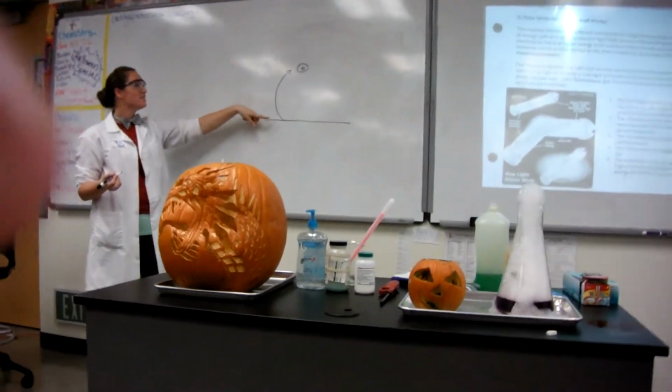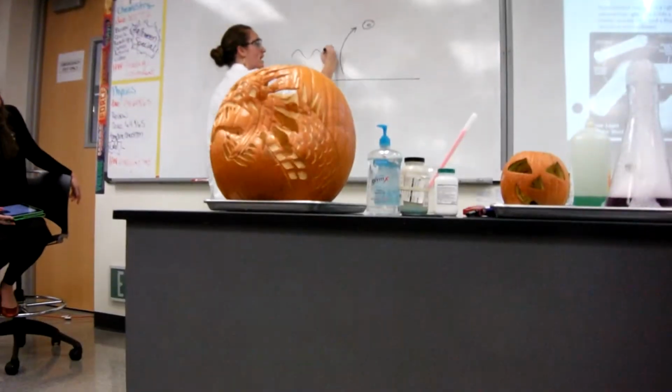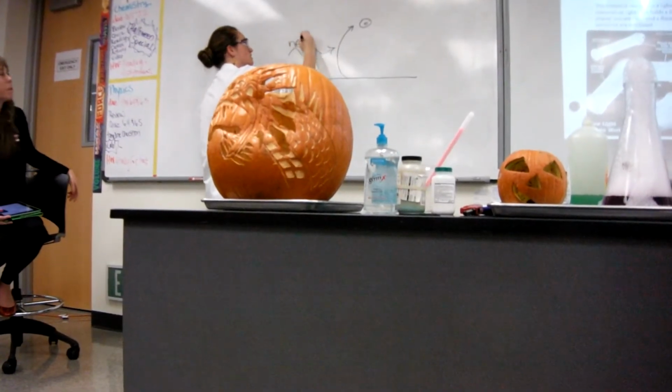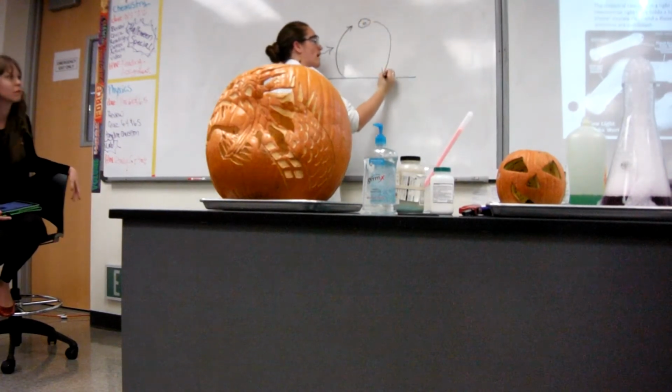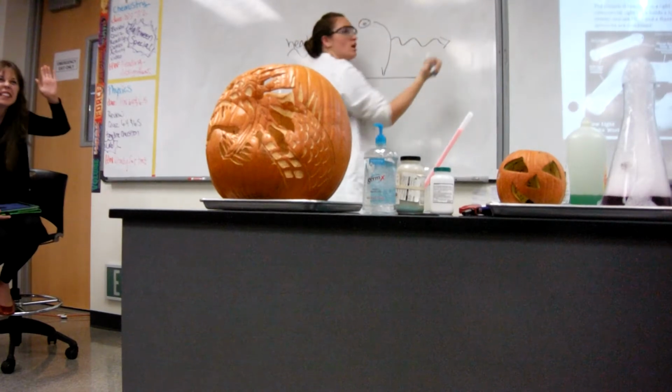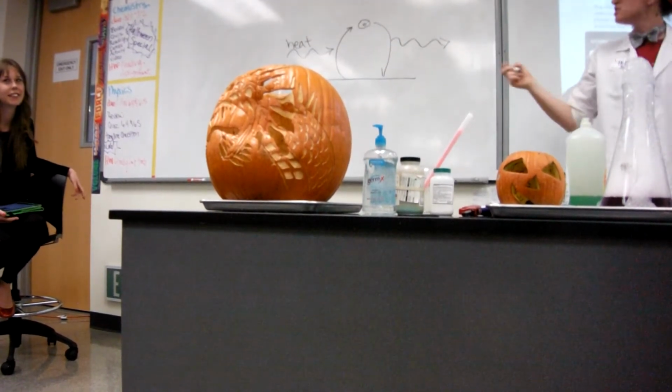All right, so the electron jumps up out of its normal spot because of the added energy of the heat. But how does it go back down? It has to release energy. What kind of energy does it release?